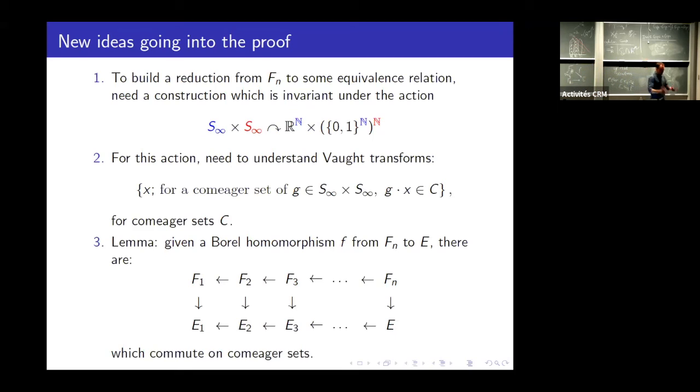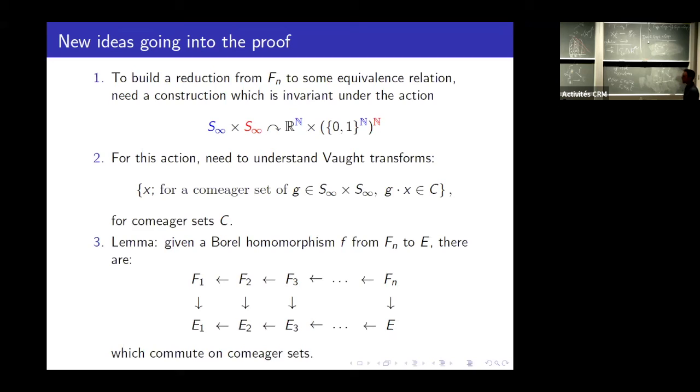So the theorem has to build reductions, but before you only had to worry about this action of S infinity on this space. Now this action is very different. The construction that dealt with the n equals 1 case, if you try to repeat it, will not be invariant under this action, because you have the previous copy interfering with the next copy of S infinity. So you really need a different construction to build homomorphisms from these equivalence relations to other equivalence relations.